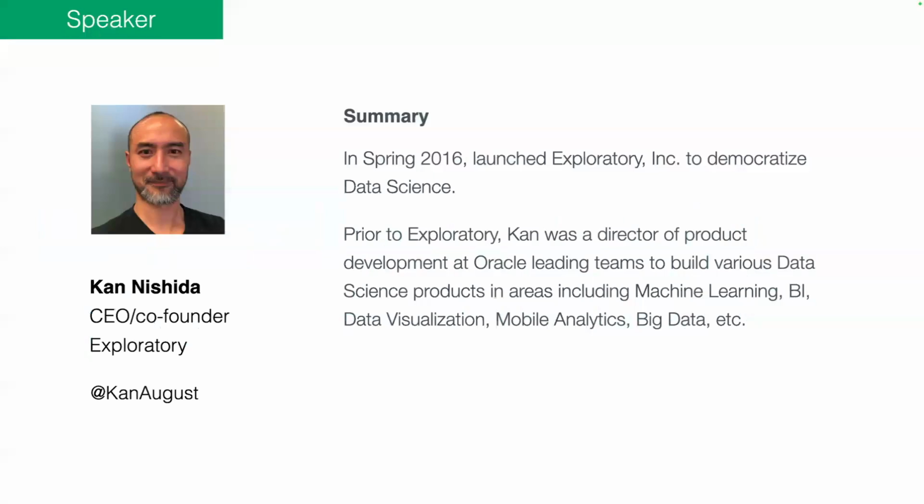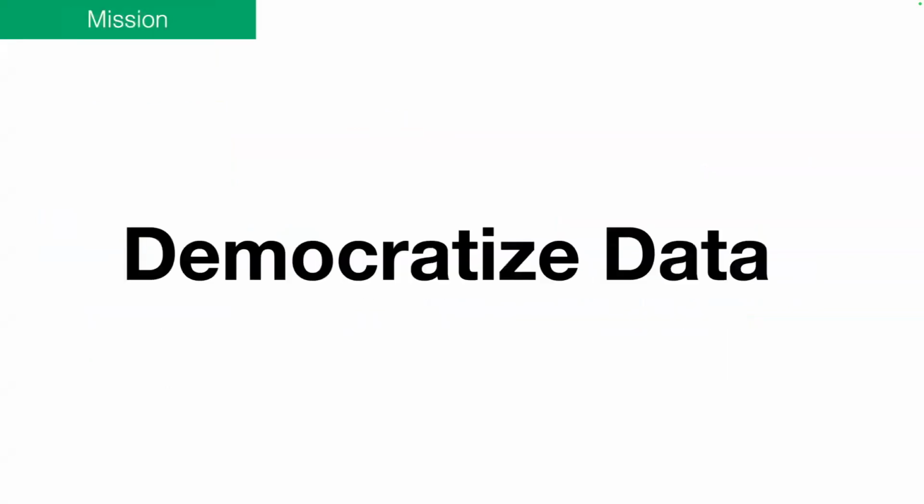So let me introduce myself before we get started. My name is Kan Nishida, CEO at Exploratory. We started Exploratory back in 2016 to democratize data science. Since then, we've been improving this tool called Exploratory. We also provide training and seminars to help more people understand and use data science techniques and methods.